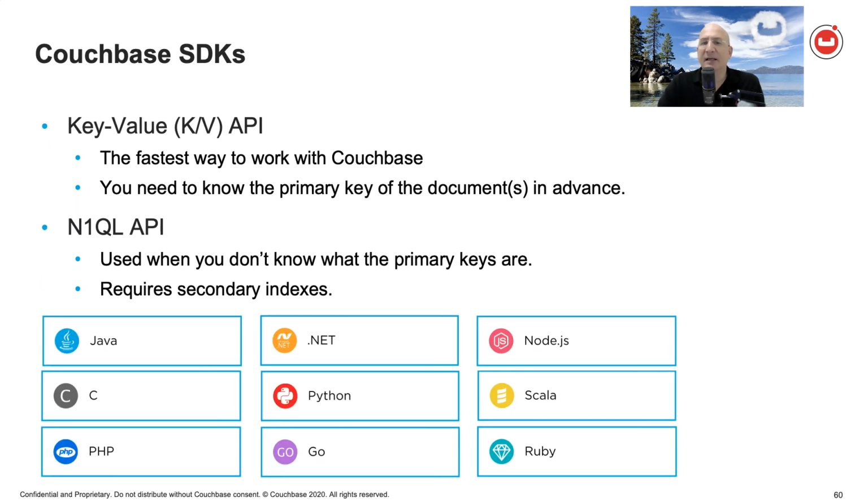Couchbase has official SDKs in 9 different languages. All the SDKs offer 2 APIs to your data, the key value API and the N1QL API. The key value API is the fastest and the most performant, but it requires you to know the primary key of the documents that you wish to work with in advance. For any other case, you would probably use the N1QL API for running N1QL statements, and for which you need to have the indexes set up as you already know by now.